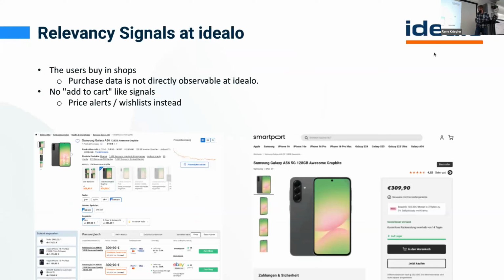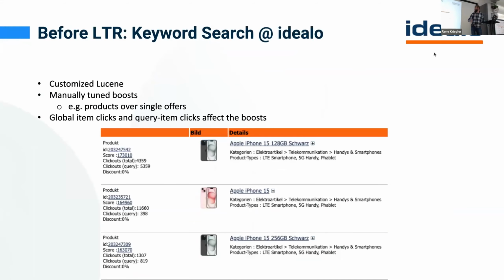So talking about relevance signals, we have a relevance signal when a person clicked on a product and when he goes to some shop. That's for us the only relevance signal. We don't have purchase data or add to cart signals. So that's important to know. Our search is basically based on Lucene, and then at the top we have our custom solution.